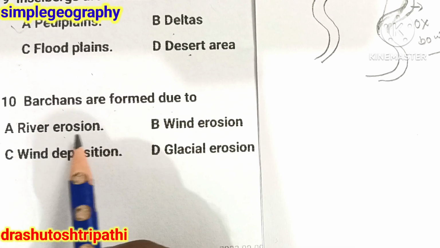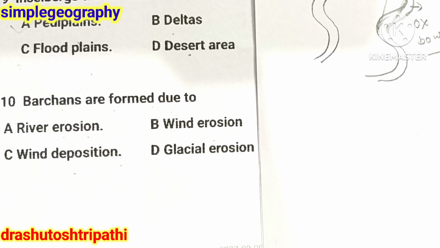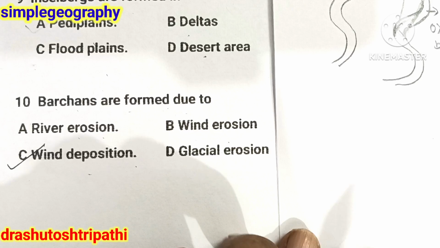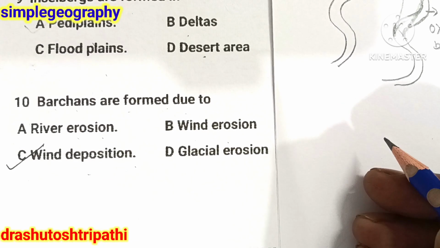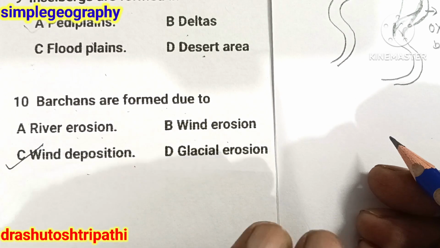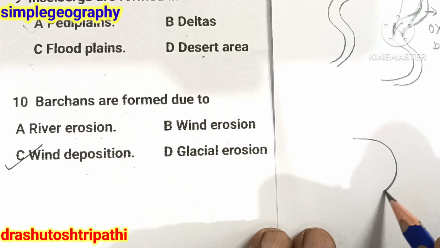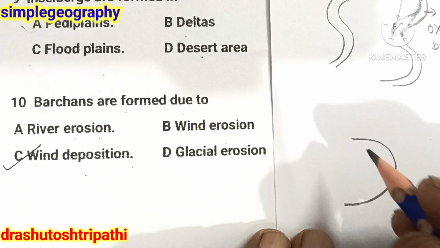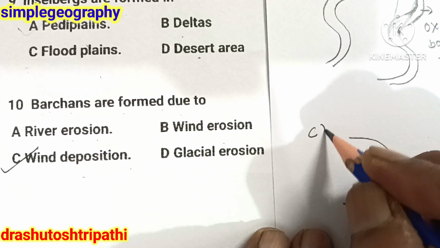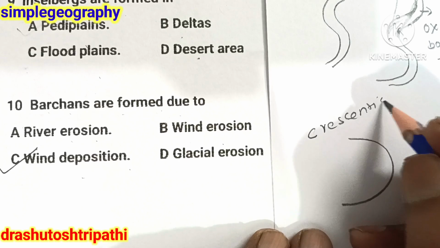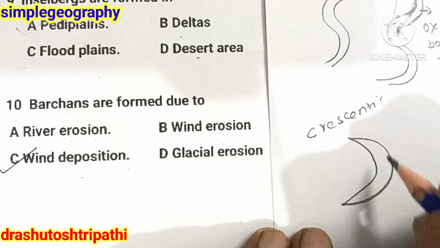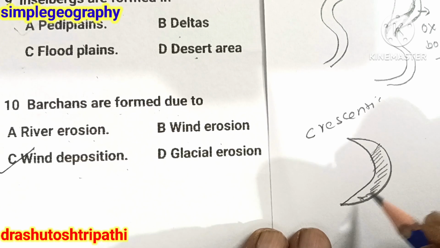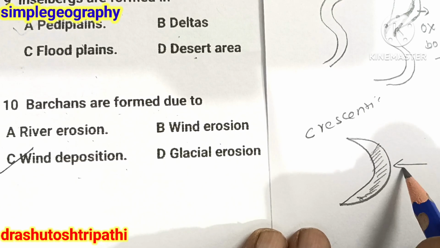Barkhans are formed due to river erosion, wind deposition, or glacial erosion. The answer is the wind deposition. How is it formed? It is just like a picture of sand dunes. This is the sand dunes, suppose. And when its shape is crescentic, what happened like that?